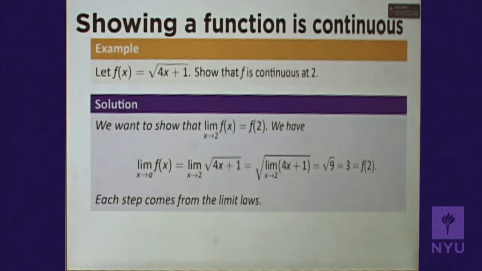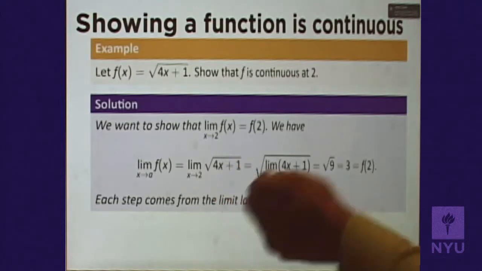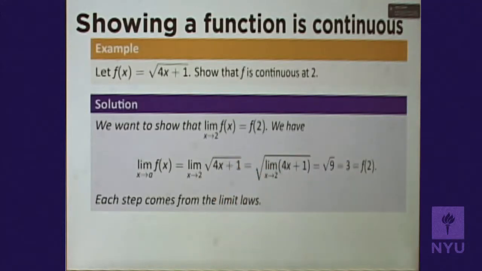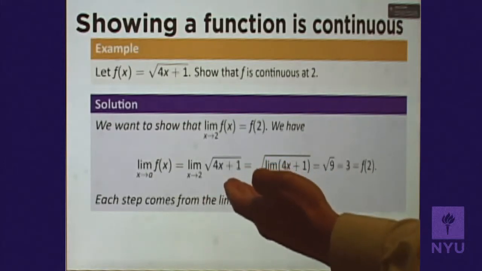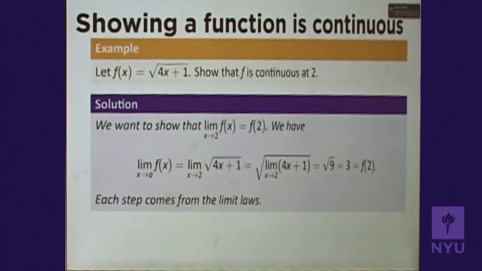So what is the limit as x goes to 2 of f of x? It's the limit as x goes to 2 of the square root of 4x plus 1. This is a limit of a square root, and we have a limit law for limits of square roots. We can say that the limit of the square root of something is equal to the square root of the limit of that thing. So we have the square root of the limit as x goes to 2 of 4x plus 1, and 4x plus 1 is just a nice linear polynomial function, so the limit of that is equal to the value of 4x plus 1 when x is equal to 2.